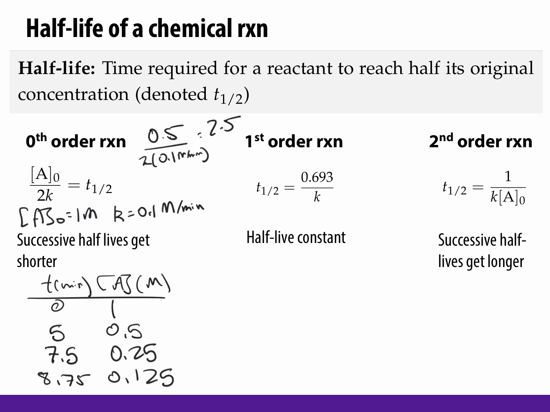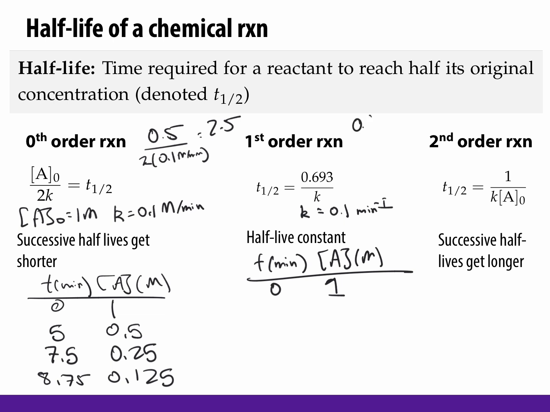In contrast, for a first-order reaction, we have this half-life equation. So let's say I have those exact same initial conditions, and my K here with units will be 0.1 per minute, or minute to the minus 1. For the first half-life, I'm going to look at 0.693 over 0.1 minute to the minus 1. That's going to give me 6.93 minutes. I'll approximate that to 2 significant figures, so 6.9 minutes.